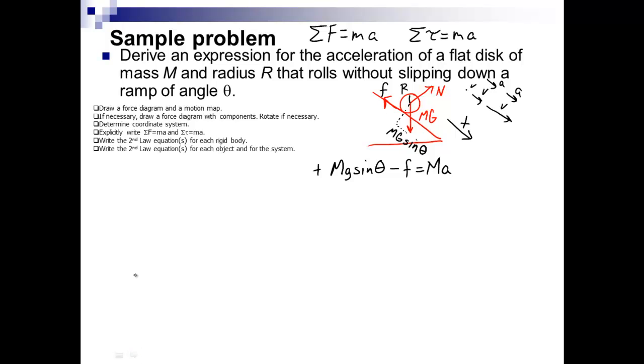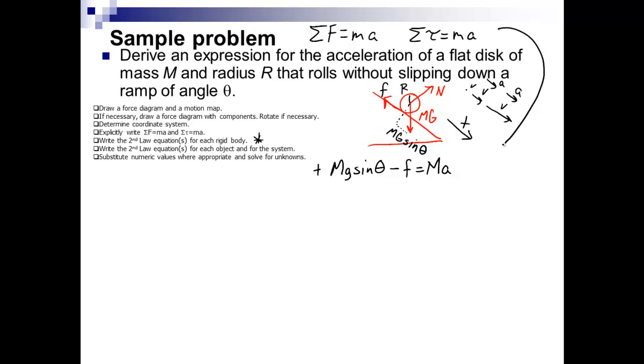It says also write the second law equations for each object, and for the system. Oh, okay. The first thing, the rigid body, that was the sum of the torques equation. So right here, let's do that now. This part right here, the rigid body part, that would be this equation.